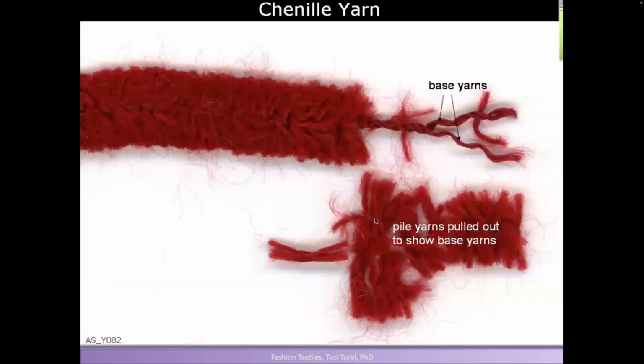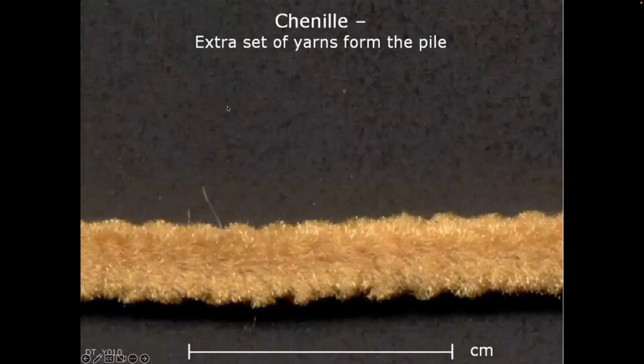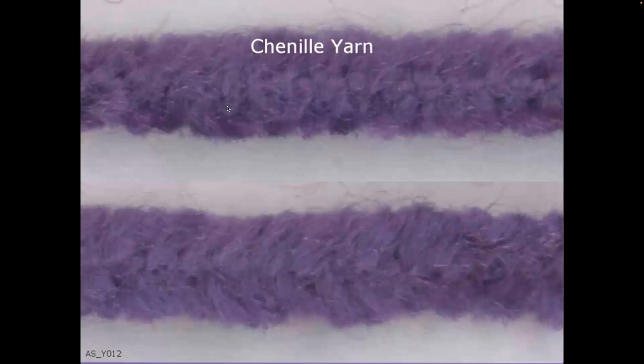This is called a chenille yarn. Chenille yarns basically have a base, and then the effect yarns are kind of tucked inside the base before you twist them. So when you start pulling them out, you can see those short yarns that are around that yarn. So there's the base, and these are the effect yarns. Okay. This is another chenille yarn.